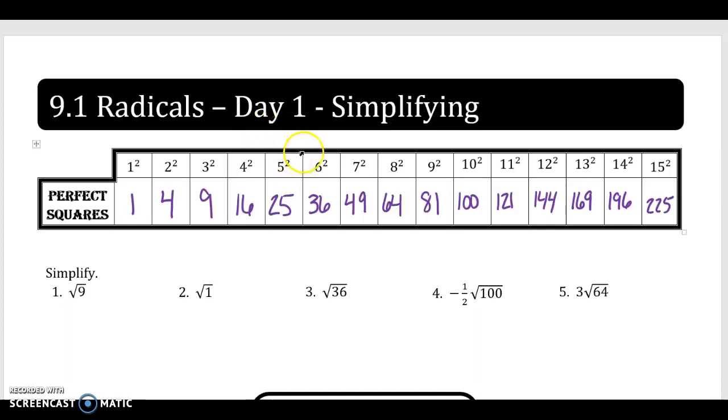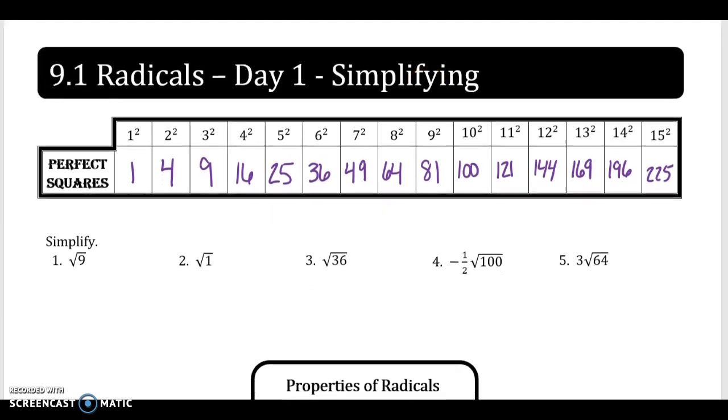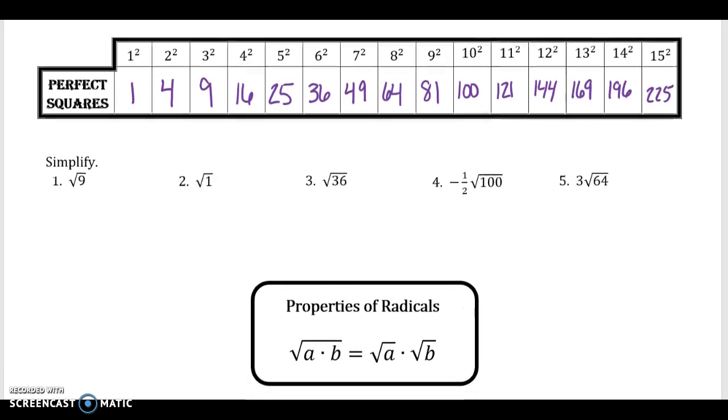All right, simplifying radicals, day one. What I have listed here, and if you need to pause and write all these down, are a list of all of the perfect squares. And of course, you get those by doing 1 squared, 2 squared, 3 squared, etc. So those are going to help us because what we're going to be doing in simplifying sometimes is factoring. So we will need to be finding greatest perfect square factors.